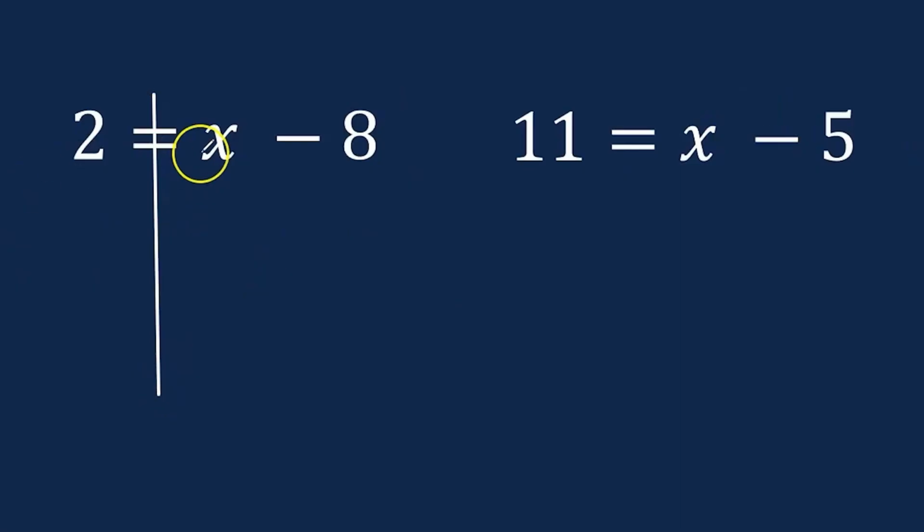Now we're going to look and see, okay, my x is over here, and so I know I want to get rid of anything that's on that side with the x, so the x can be alone. That means that it's the 8 I need to get rid of.